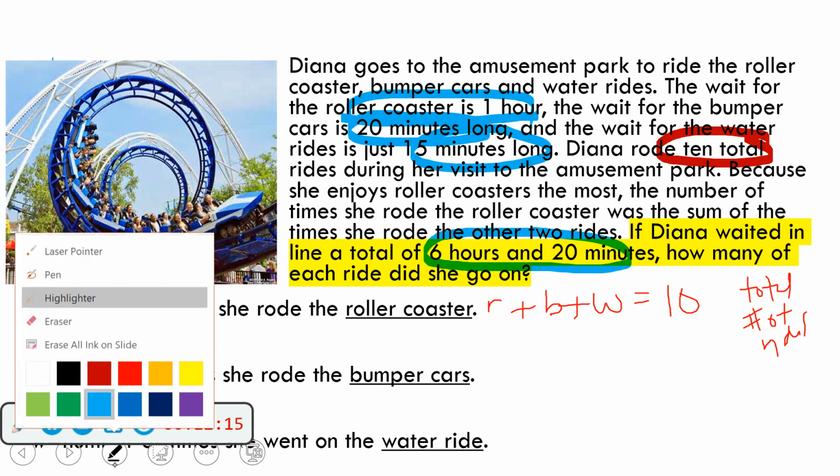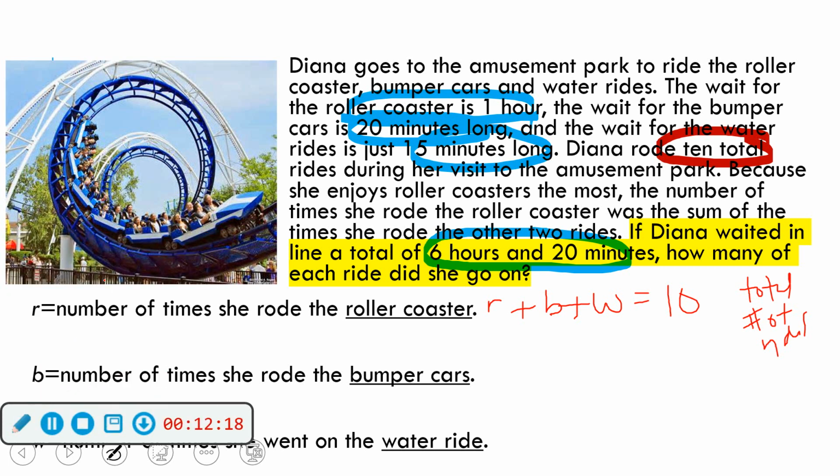Okay, so I'm going to go to a pen, and for a roller coaster, it's 1 hour. But here's the problem. I see one of them has units of hours, and the others is minutes. Well, in my mind, I can easily convert: 1 hour is 60 minutes. So I want to switch that up so it makes sense here. So I have 60 minutes to be in line for a roller coaster, 20 minutes for a bumper car, 15 minutes for a water ride, and then it tells you 6 hours and 20 minutes at the very end. But I need it all in terms of minutes.